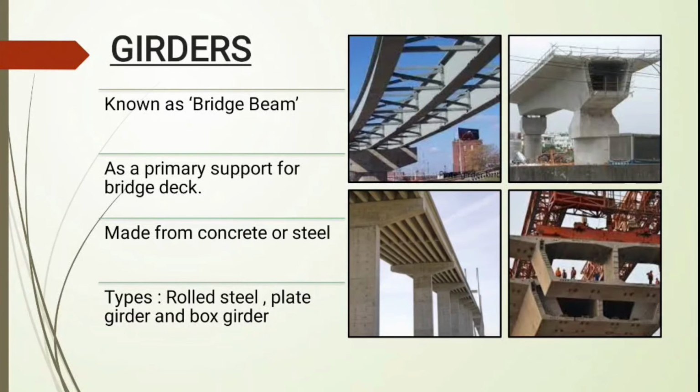Next superstructure is girders. Girders are also known as bridge beams. The girders' function is as a primary support for the bridge deck to prevent it from bending. Girders are made from concrete or steel. Girders can be divided into three types, which are rolled steel, plate girders, and box girders.